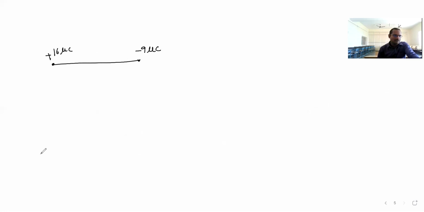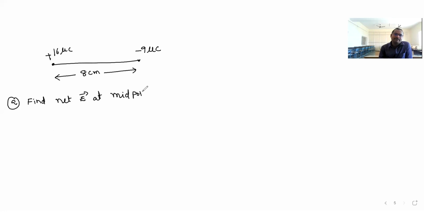Clear, students? Now the question is, these two charges are separated by 8 centimeter. Can you find the net electric field at the midpoint? Question A: find the net electric field at the midpoint. Can you find it? Follow the same procedure, you can find it.